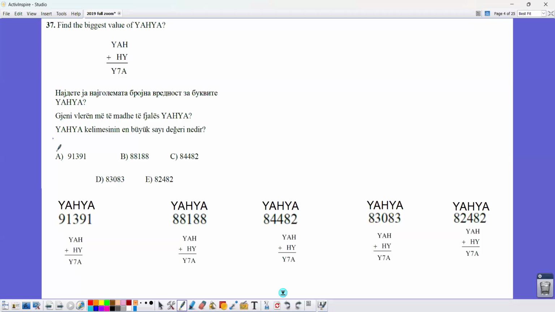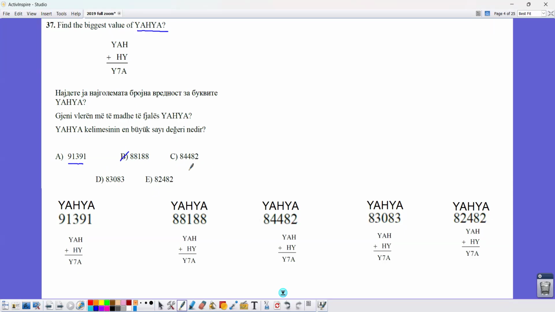Firstly, I will show you from the answers, because Yahya, as you see here, I have YA, HYA. So first 2 numbers and last 2 numbers has to be the same. In the middle, it's a different number. So here, when I am checking the answers, 91, 3, 91. So this one can be, this one, for example, be 88, 188. Cannot be, because Y and A, they cannot be the same number. So B directly is cancelled.